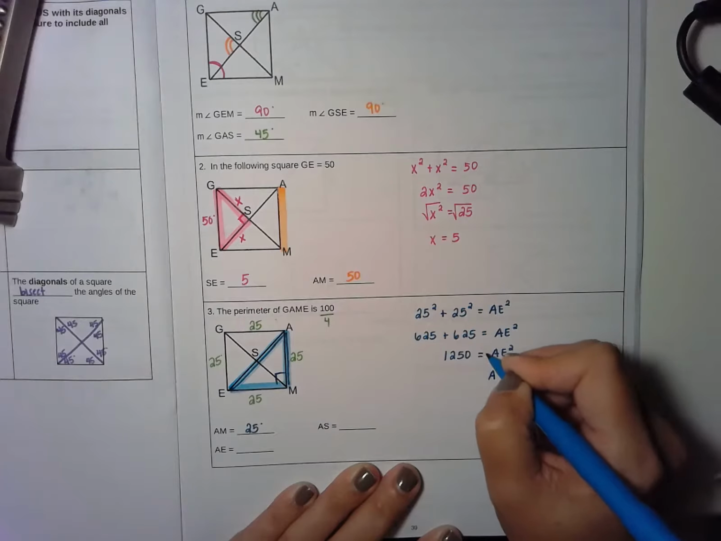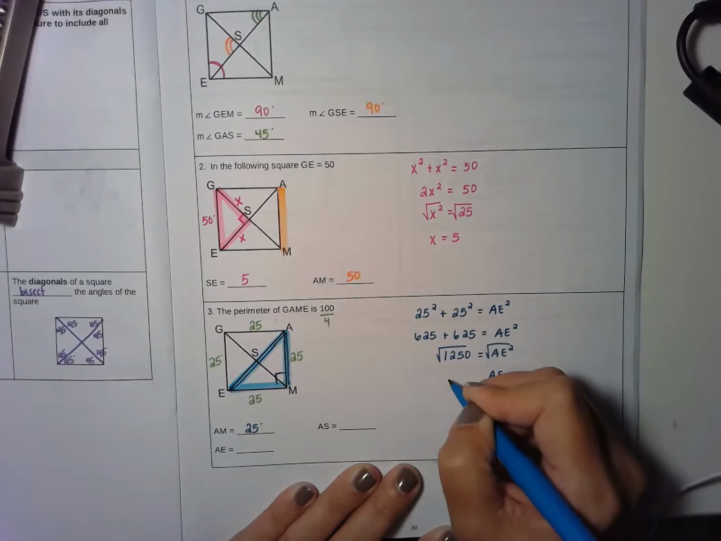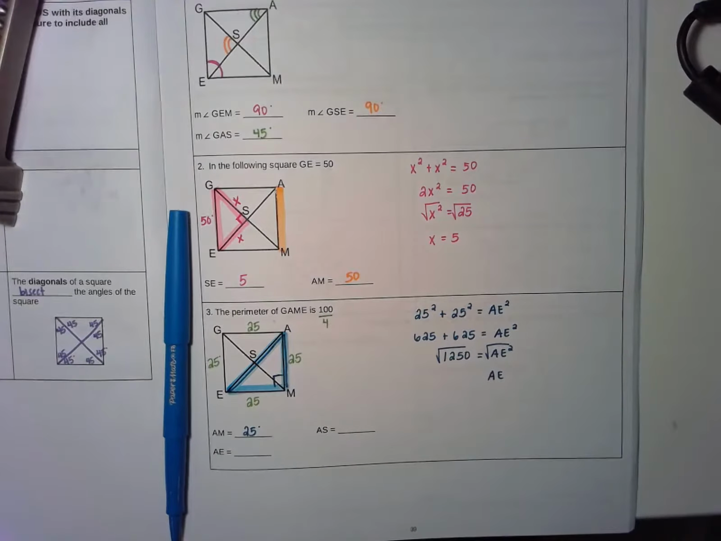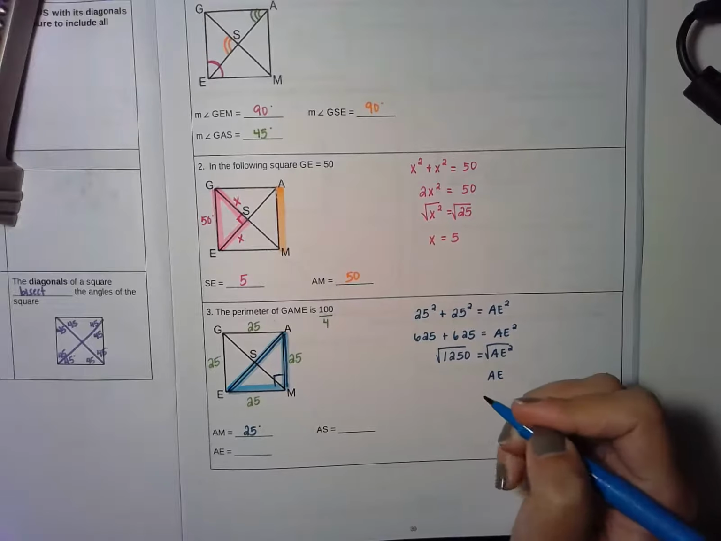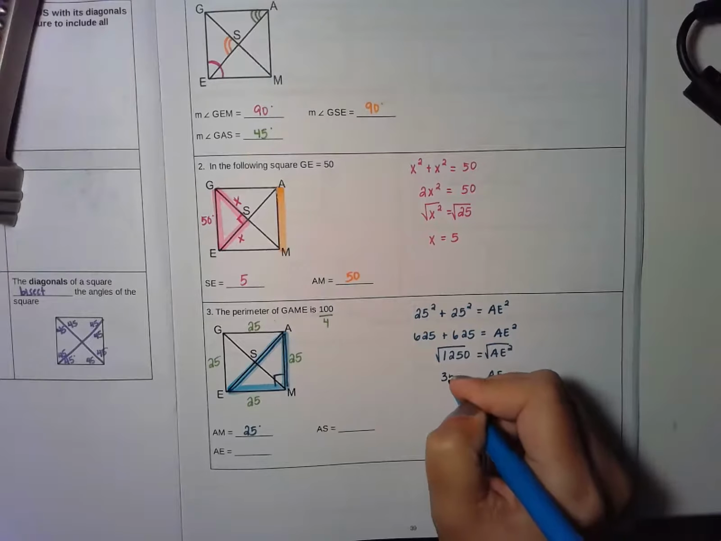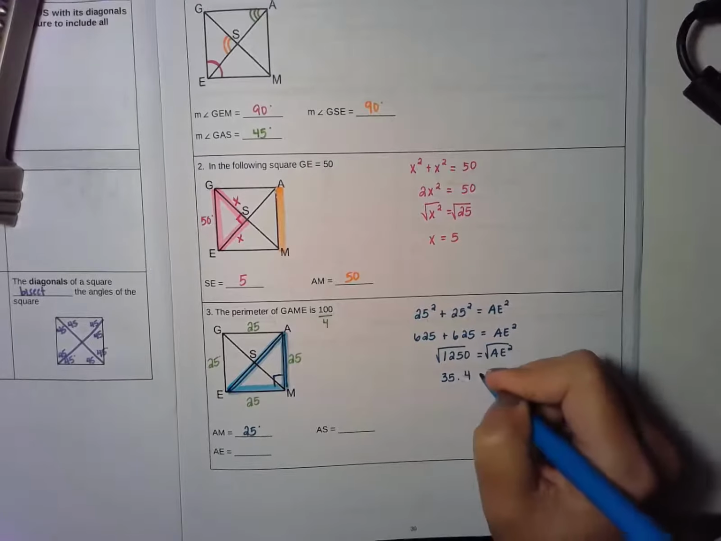And then if I take the square root, the square root of 1250 is not a very nice number. As a matter of fact, if you calculate that number, which I'm going to do right now on my calculator, the square root of 1250 is equal to 35.35533, something crazy. I'm going to round that to 35.4 for AE.